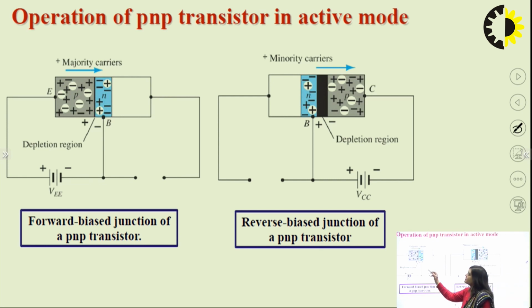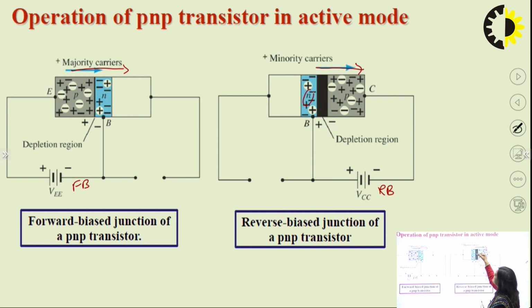So I have told you that this is the emitter and this is the base. Generally we connect the P with the positive terminal. This should be in forward bias and this should be in reverse bias. In forward bias, the majority charge carriers will flow from here to here. And if we make the base and collector junction reverse bias, then the minority charge carriers will flow from here to here.